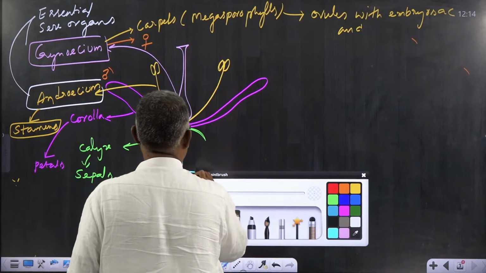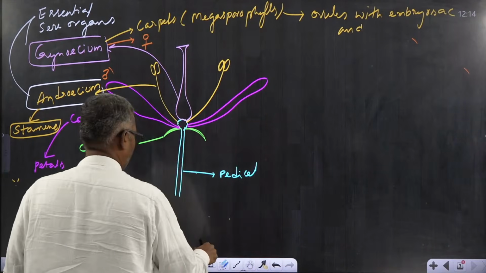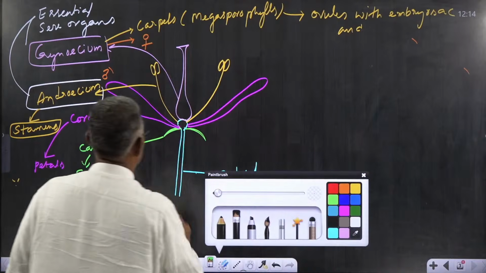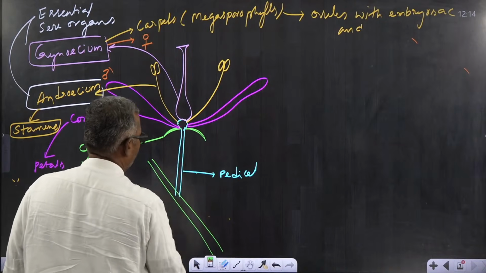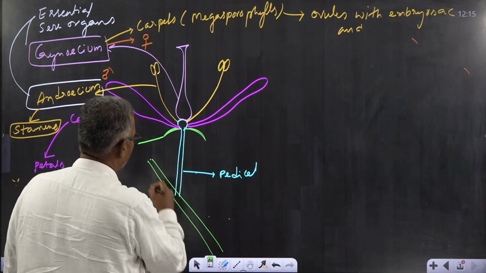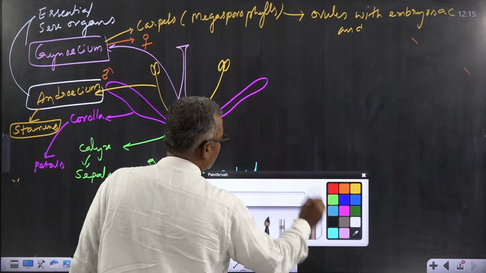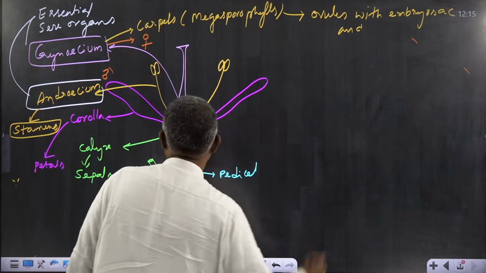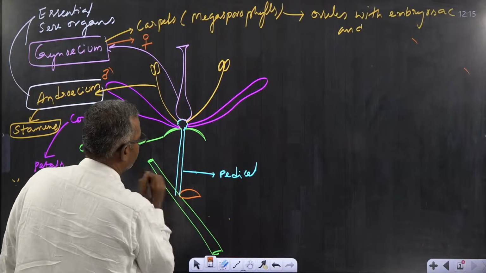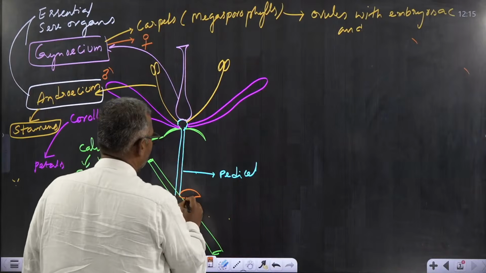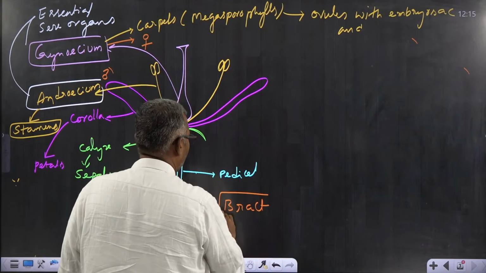Now, this is the pedicel, I said. Look at the board carefully. Now, this is a peduncle. On the peduncle, the flower originates. Now, the very important thing is, in some cases, this flower originates from the axil of a bract.